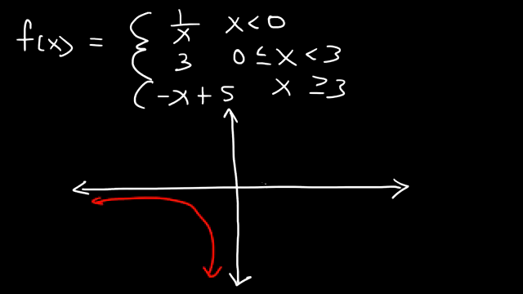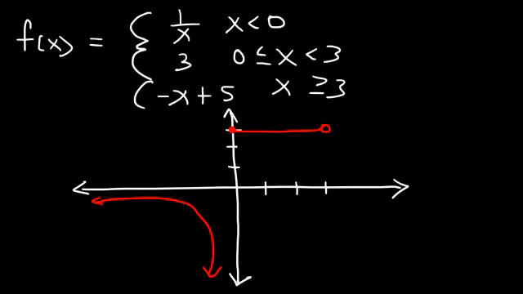Now, between 0 and 3, the y value will be equal to 3. So it includes x equals 0. We're going to have a closed circle here, but it doesn't include x equals 3. So I'm going to put an open circle at this point. So it's a straight line at a y value of 3.